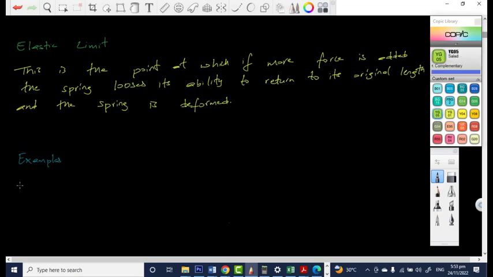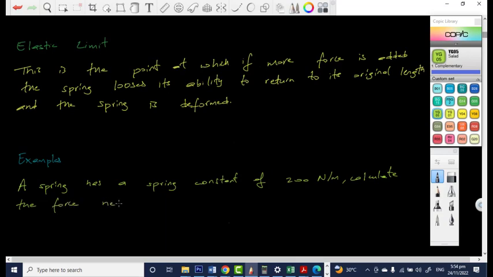So let's say a spring has a spring constant of, let's say, 200 Newton per meter. Calculate the force needed to extend the spring by, let's say, 0.25 meters. Let's just say 0.25 meters.